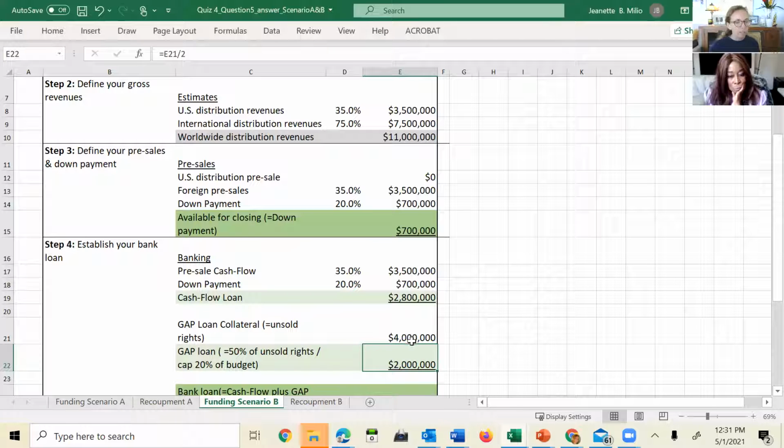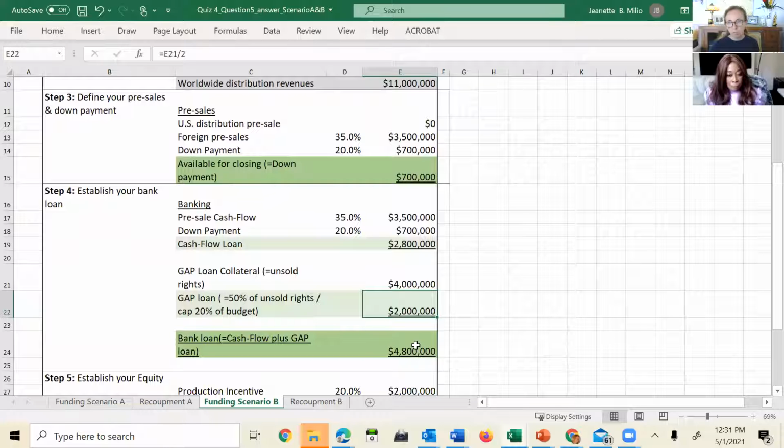The rights here are the rights we haven't sold yet. The bank says, I give you only half of that. So that's how we get the bank loan of 2 million bucks. So right now the bank is giving us 2.8 million and 2 million. Together, 4.8 million as a loan. Because it's always a pre-sale loan and a gap loan.